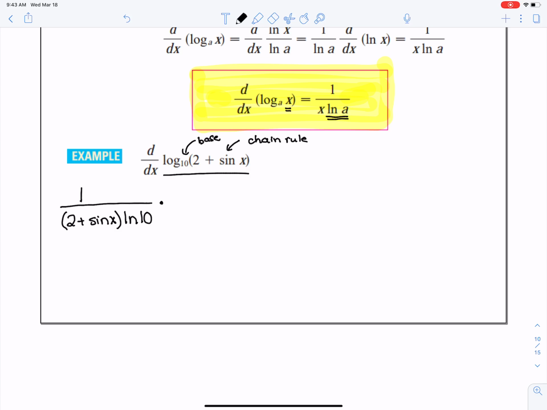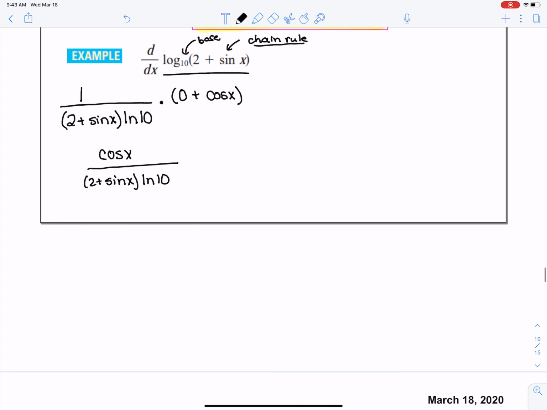But now because there's chain rule involved, we need to do the derivative of the argument. So the derivative of 2 is 0. The derivative of sine x is cos x, and that would be our derivative. I can clean it up a little bit: cosine x divided by 2 plus sine x times ln of 10.